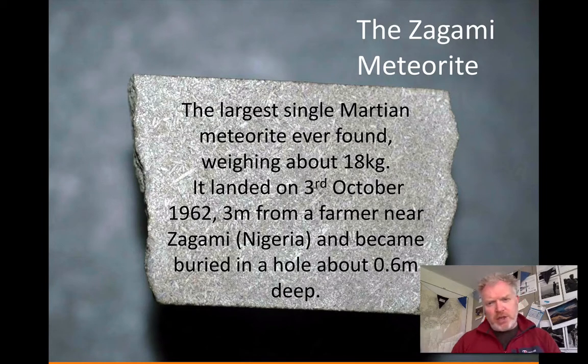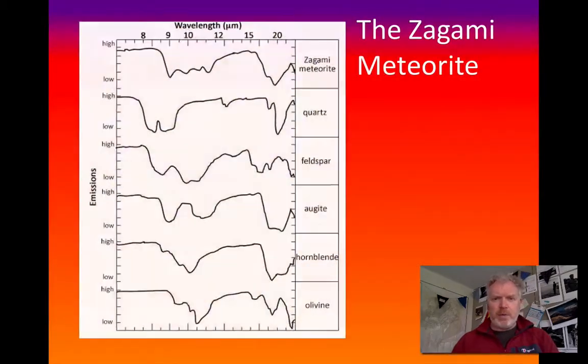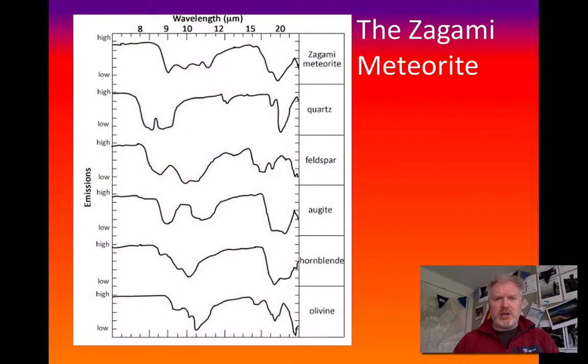Now, by using this meteorite and analysing this meteorite, it's possible to look at the minerals that are in it. And crucially, using this meteorite, it's possible to work out what the infrared emissions are from the different minerals that we find within it.